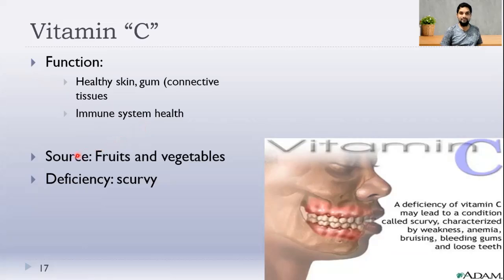Sources of vitamin C include fruits, and especially fresh fruits and vegetables, because the more fresh they are, the higher the amount of vitamin C that they will have. The deficiency of vitamin C would lead to the condition called scurvy. Some of the signs of scurvy are that the person will experience weakness, anemia, bruising, bleeding gums, and loose teeth.